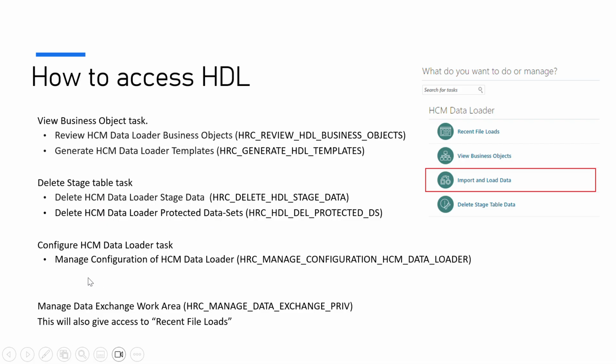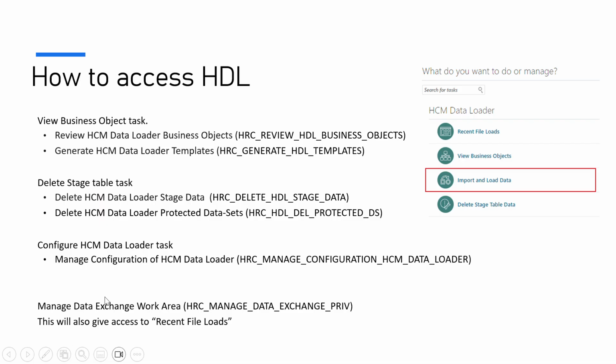Okay, and the third one is configure HCM data loader task. You may not be finding it here, but you can find it in the setup and maintenance area. This task lets a user set up some parameters for every data load. All these parameters are listed in this task, and the user can override those values and pass whatever you need.